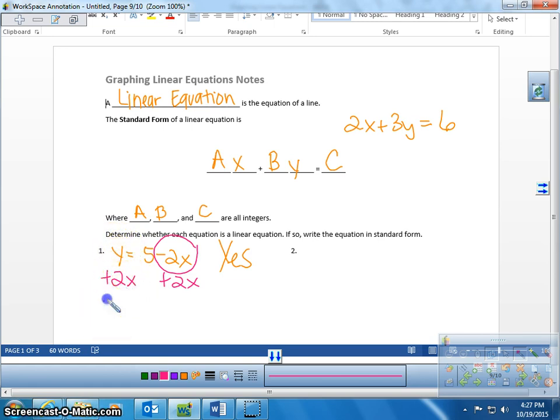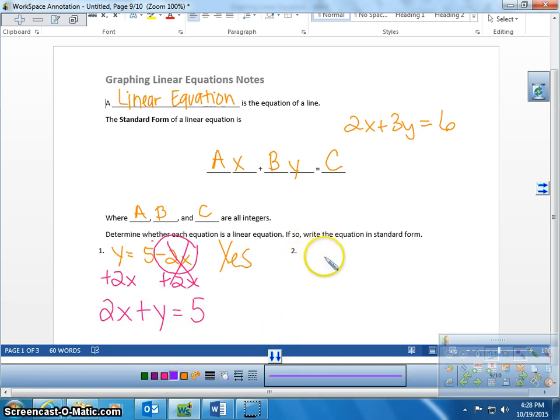So when I write that, I'm going to put my x out first because in standard form, the x comes first. Plus y is equal to, those canceled, and I was left with just a 5. 2x plus 5 is equal to y. Therefore, it is a linear equation, and this is in standard form.